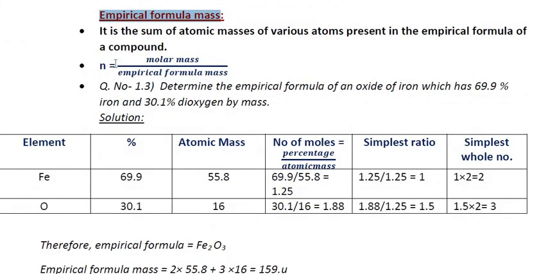Now N is the ratio of molar mass upon empirical formula mass. This formula is also important. N is equal to molar mass upon empirical formula mass. What is molar mass? Molar mass is the mass of 1 mole of a substance in gram, and empirical formula mass I already told you just now.